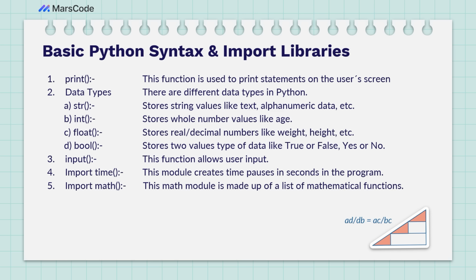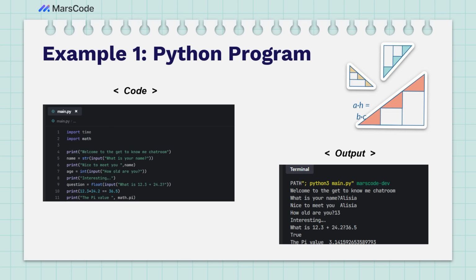And then in line 10, we're printing that same statement, but there's a difference here. Here, we're printing the statement to kind of confirm with the computer, is 12.3 plus 24.2 equal to 36.5? So the computer would return that Boolean result, whether this is true or false.